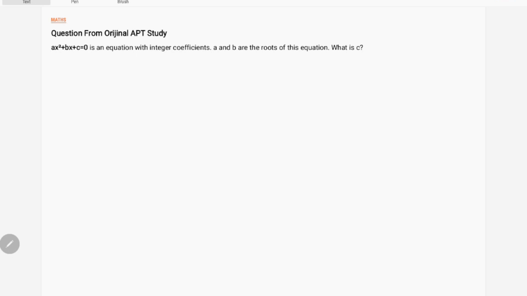This question is from Original APT study, and I found it a pretty interesting and brainstorming question about equations. Alright, let's start and take a look at it.